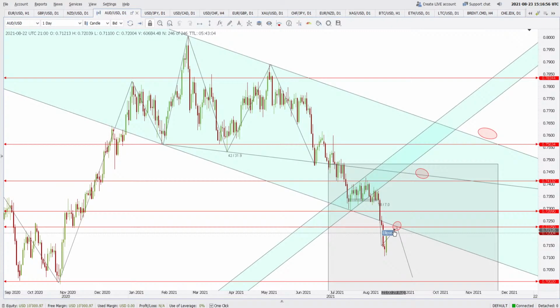0.7225 is the next level of resistance. On the downside, the support is still at 0.7002, and if 0.7225 is broken, then the next level of resistance will be 0.7289, which is horizontal, and a dynamic resistance will be provided by this falling channel's support line.